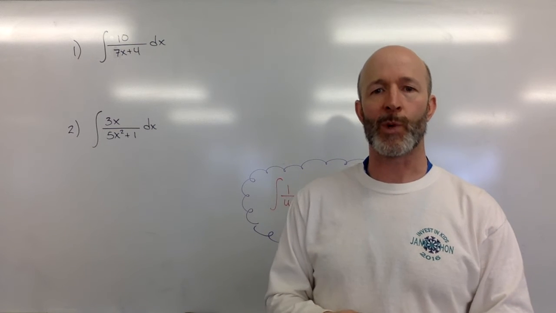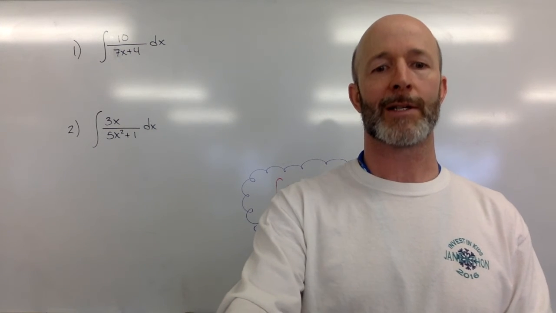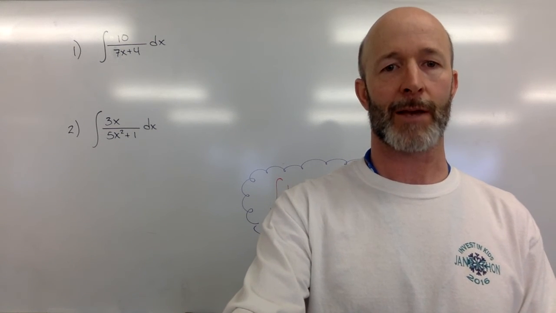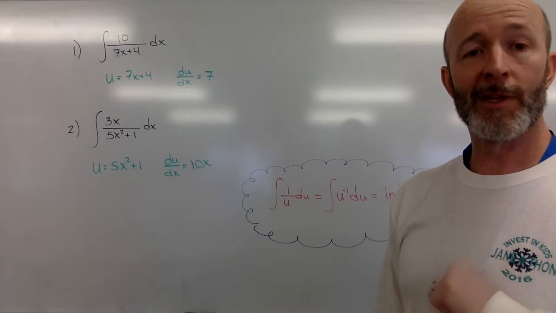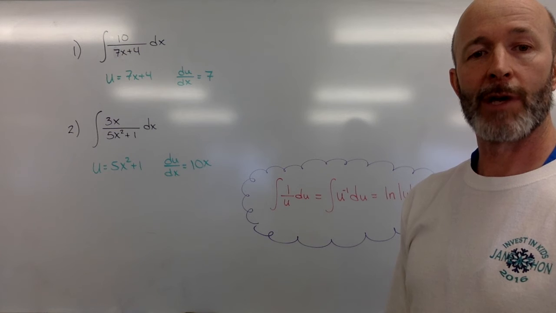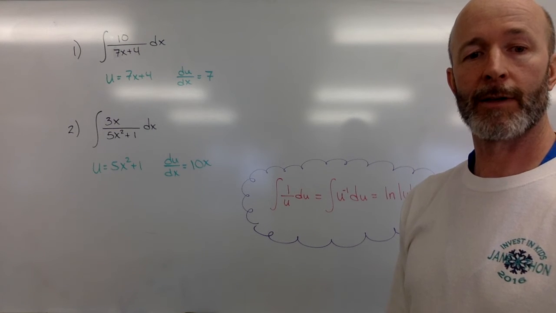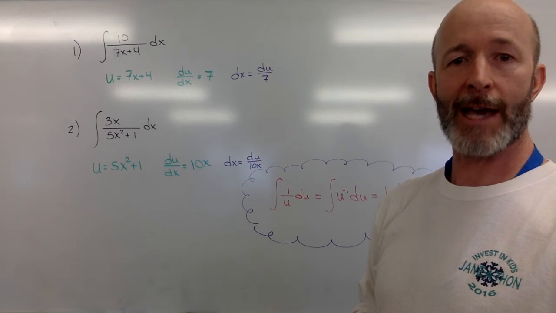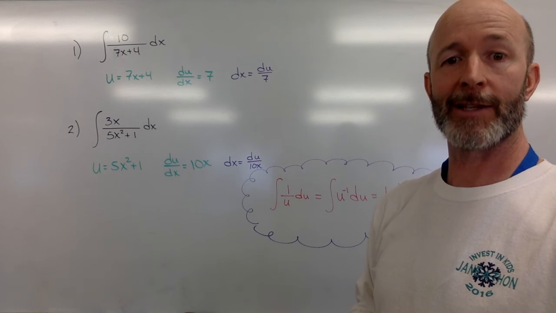So you need to write out what U is going to be and what du is going to be. U will almost always be the entire denominator, and then you can take the derivative. Solve for dx, and once you've solved for dx, plug everything back into the equations.